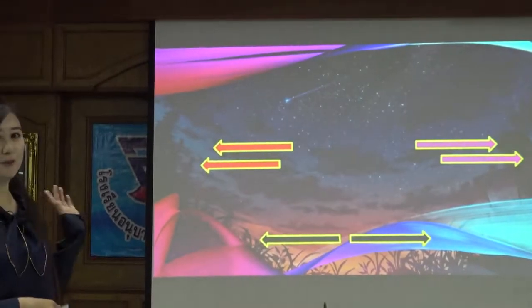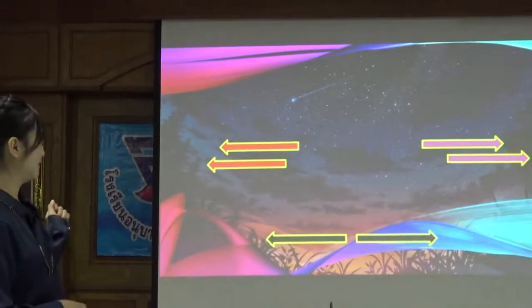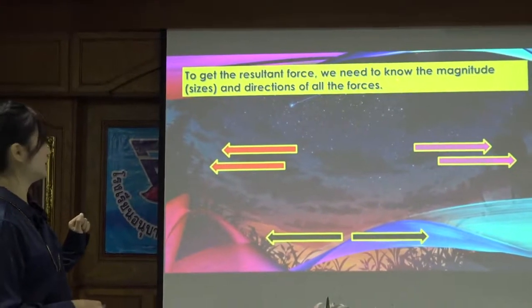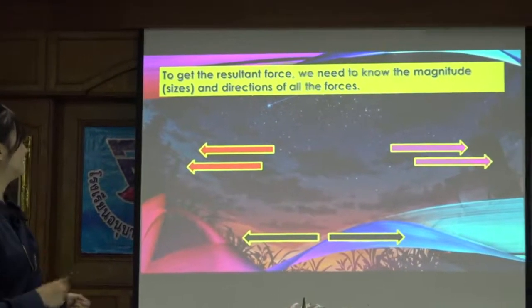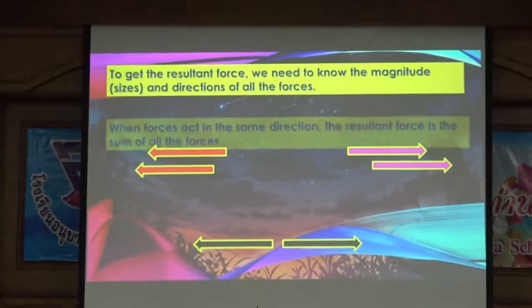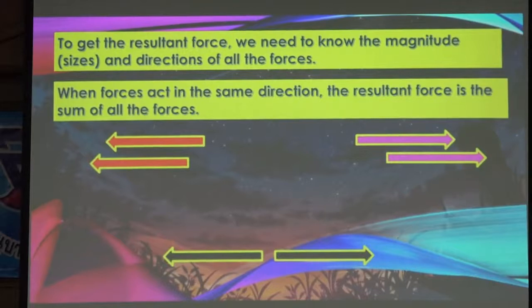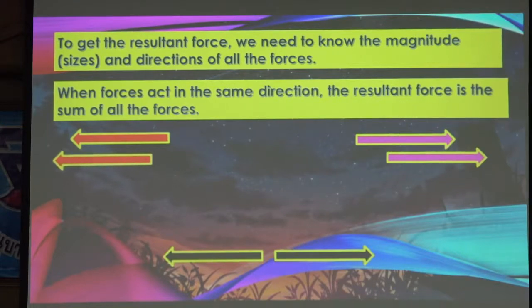Oh, arrows. So I will explain all about this one. To get the resultant force, we need to know the magnitude, the size, and direction of all the forces. When forces act in the same direction, the resultant force is the sum of all the forces. This one, where is it going? To the left or to the right? To the left. And the pink one is going to the right. The same direction.